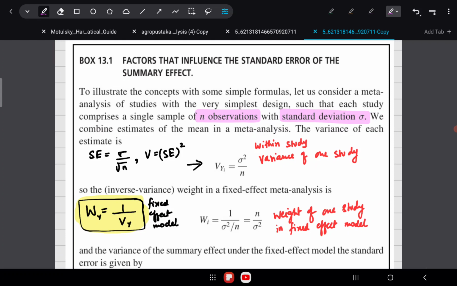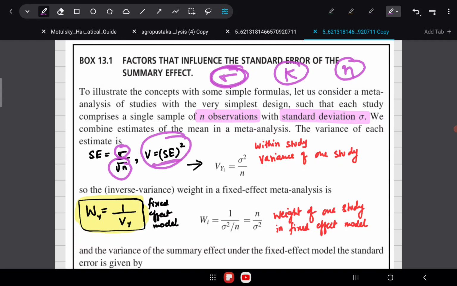So let's assume we are doing a meta-analysis and we have k number of studies, maybe 2, 3, I'm denoting it with k, and each study has a sample size of n, and each study has the same standard deviation, denoted by sigma. So you know what the standard error of each study will be: the standard deviation divided by the square root of n. So the variance of each study, the within study variance, is the standard error squared, so it will be sigma square by n, right? This is the Vy, or within study variance of one study.